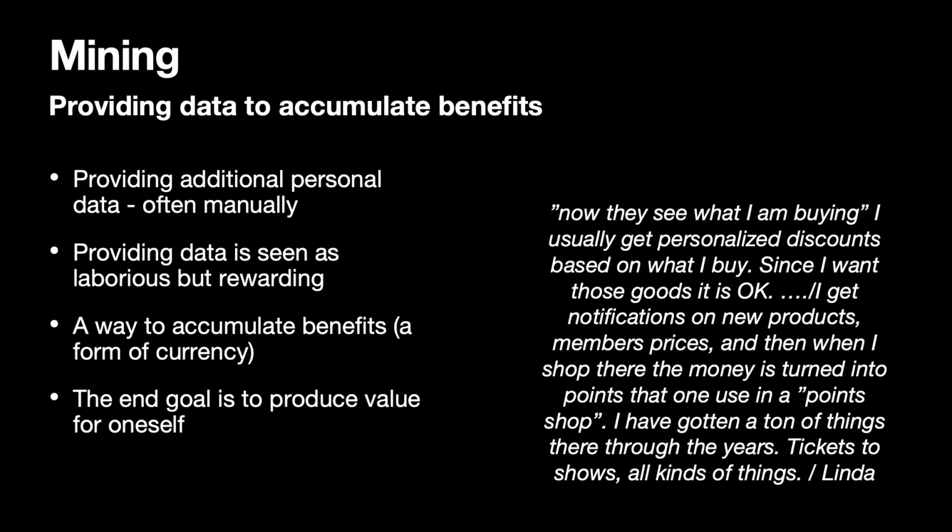And here we have Linda talking about how she connects her buying to her card and loyalty program each time she goes to the store. And now they see what I'm buying. I'm usually getting personalized discounts based on what I buy. Say I want those goods, and so it's okay. I get notifications on new products, members, prices, and then when I shop there, the money is turned into points that one uses in a points shop. I have gotten tons of things through there, through the years, tickets, all kinds of things.